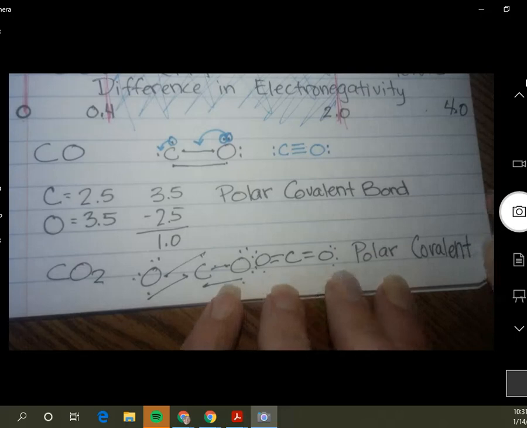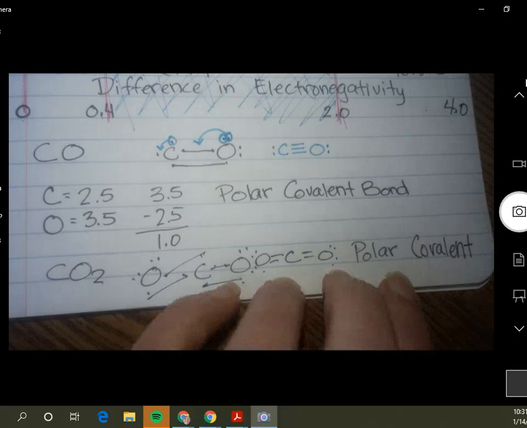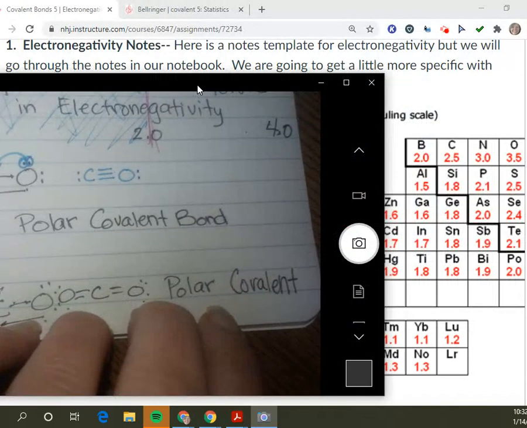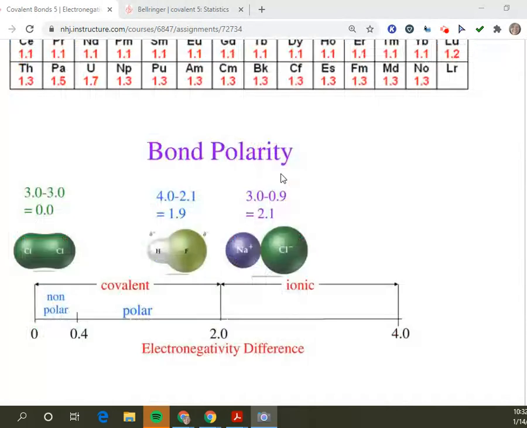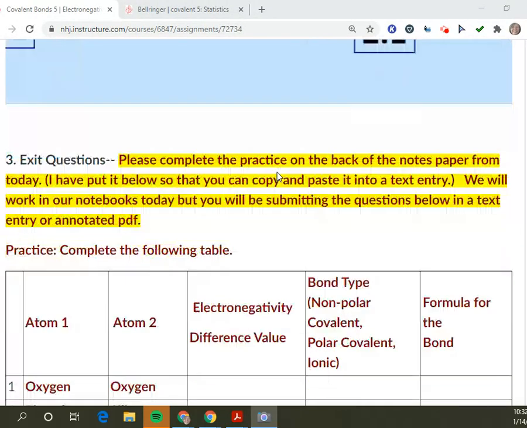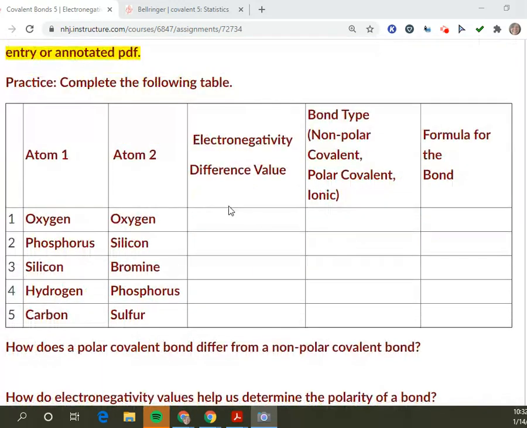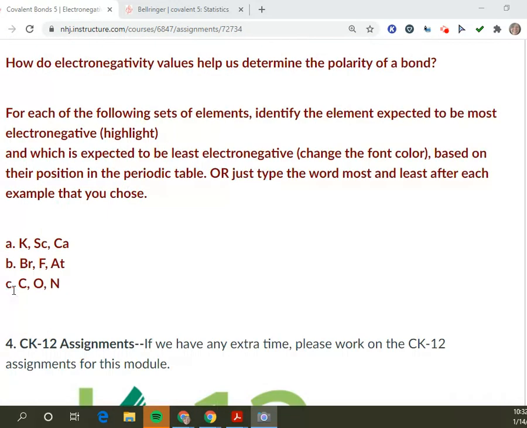All right, thumbs up if that makes sense. Okay. All right, so what you're going to do for the lesson today, for you to turn in, if you scroll down past these exit questions here, this part, you can copy this and paste it into your text entry box. So I'll show you that in just a second.